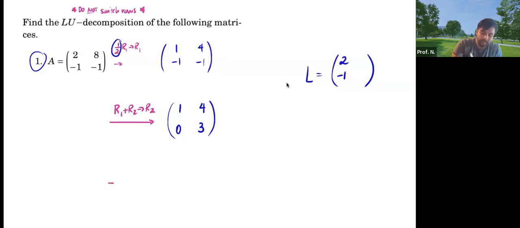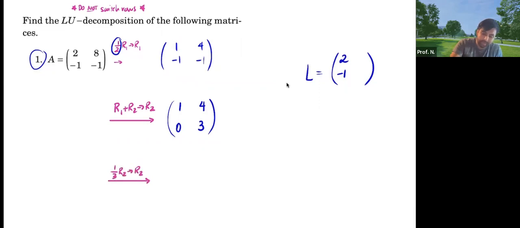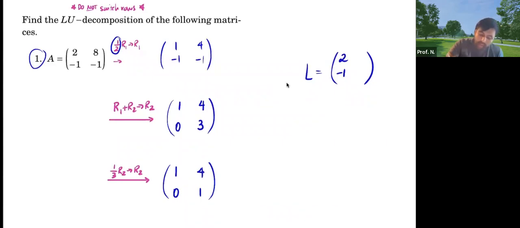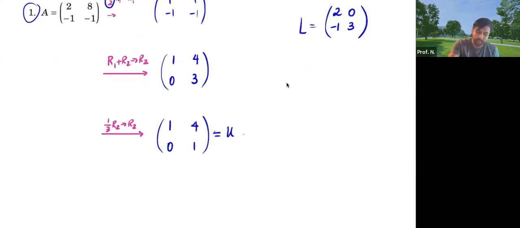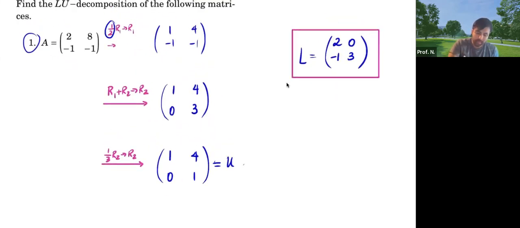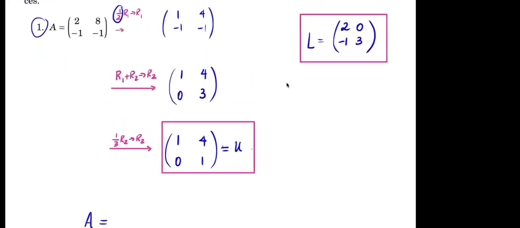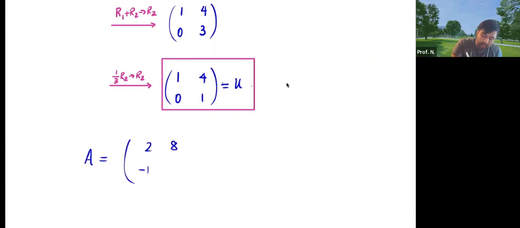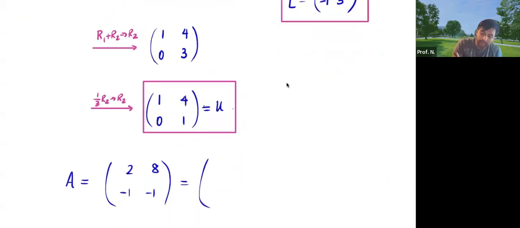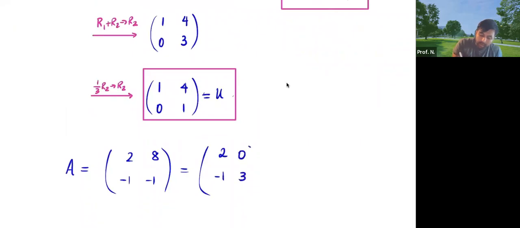I do 1/3 R2 into R2. This is 1, this is 4, this is 0, this is 1. So then what does that mean? That means I must have had a what? A 3 here. And this is my U. And so this is it. So my A, which was 2, 8, -1, -1, equals L, 2, -1, 3, 0, multiplied by U, 1, 0, 4, 1.